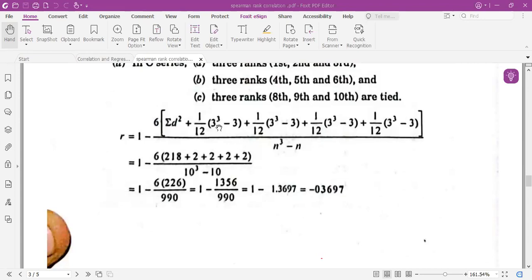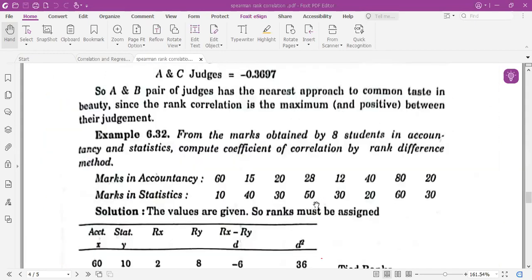M1 cube is 3 cube minus 3, 3 cube minus 3, 3 cube minus 3, 3 cube minus 3. Entire thing should be divided by 12, 12, 12, 12. Then whole thing divided by n squared minus n, you'll be getting minus 0.6397. This is how you calculate it.